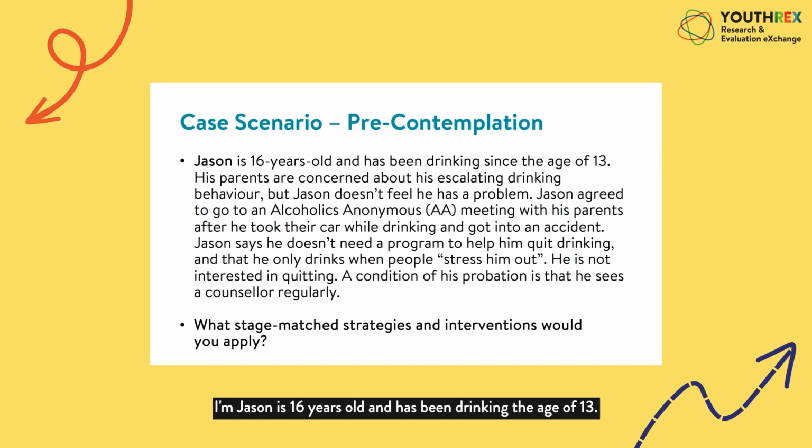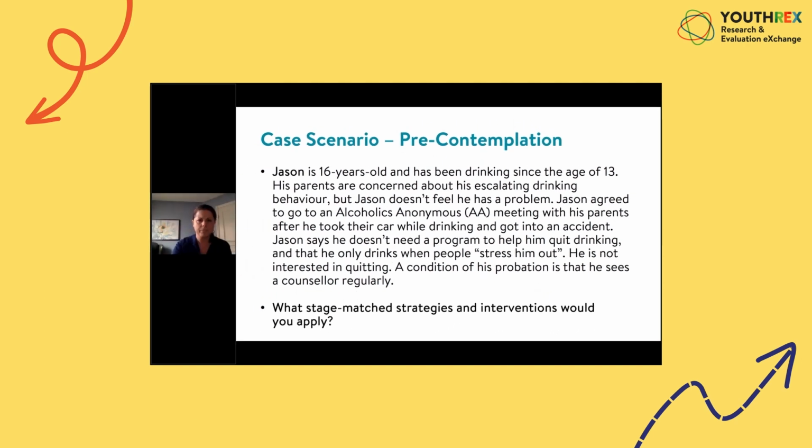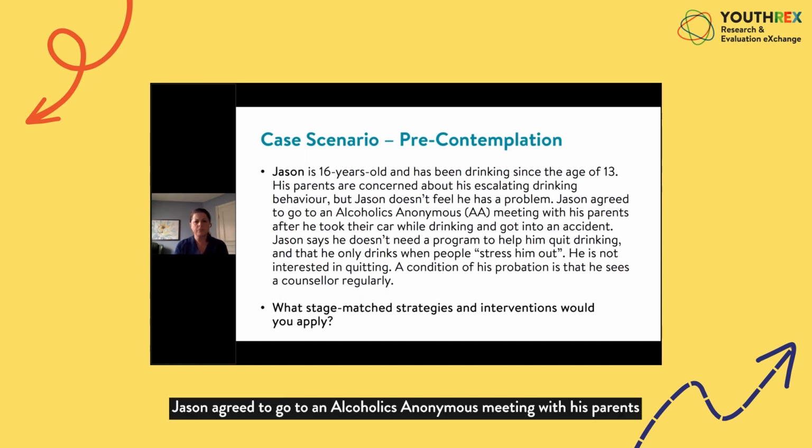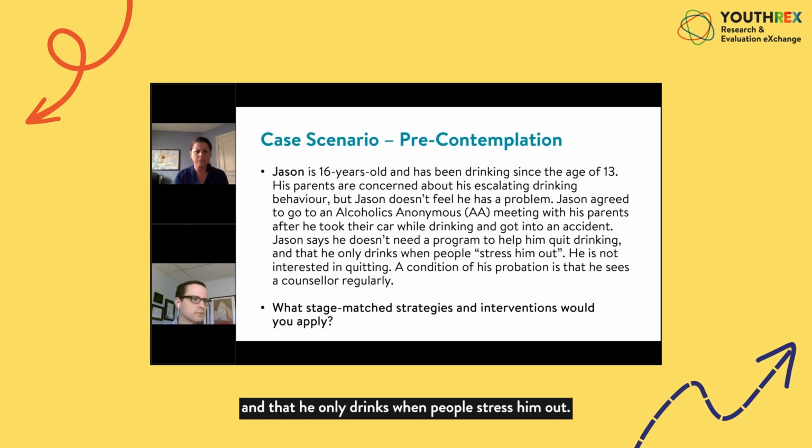Jason is 16 years old and has been drinking since the age of 13. His parents are concerned about his escalating drinking behavior, but Jason doesn't feel he has a problem. Jason agreed to go to an Alcoholics Anonymous meeting with his parents after he took their car while drinking and got into an accident. Jason says he doesn't need a program to help him quit drinking and that he only drinks when people stress him out. He is not interested in quitting. A condition of his probation is that he sees a counselor regularly.